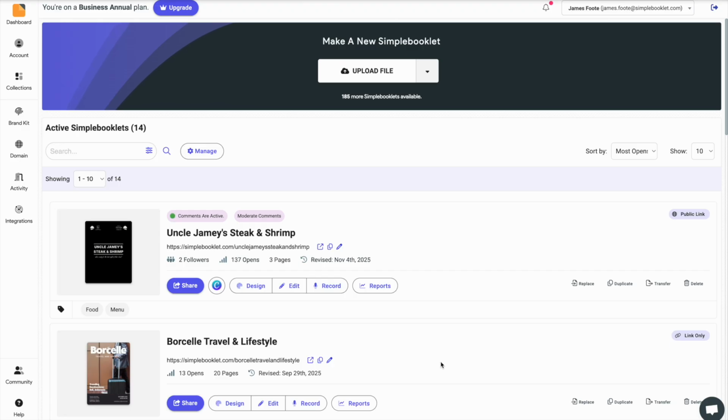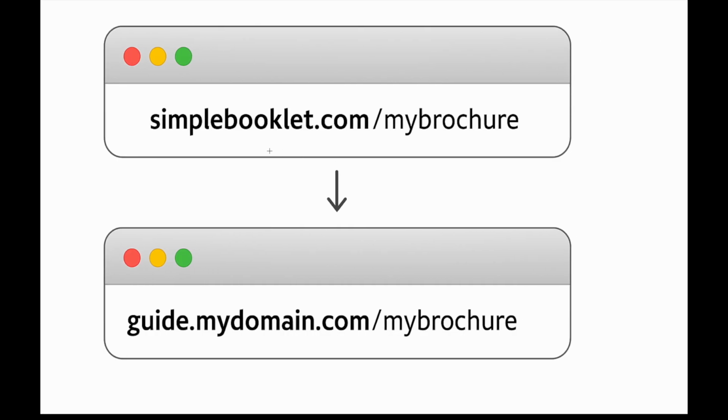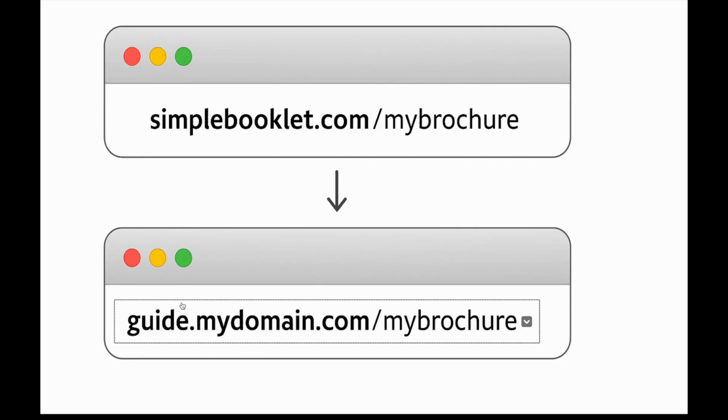So what does a custom domain do? Normally, your Simplebooklet link includes simplebooklet.com. As you can see here, mine does. By setting up a custom domain, you can replace that with your own subdomain. So you can see we can go ahead and take this and turn it into something that looks like this.